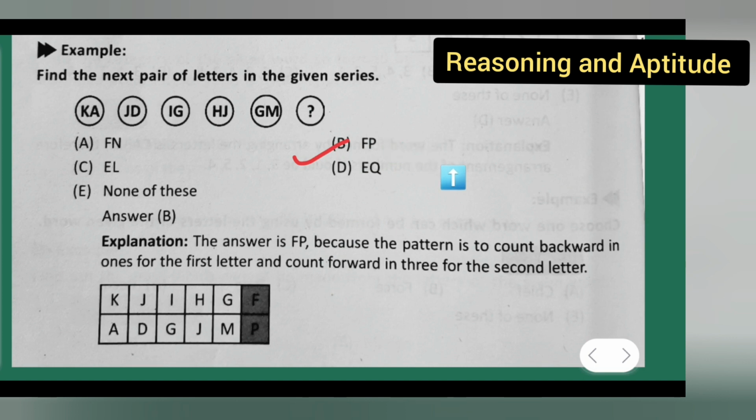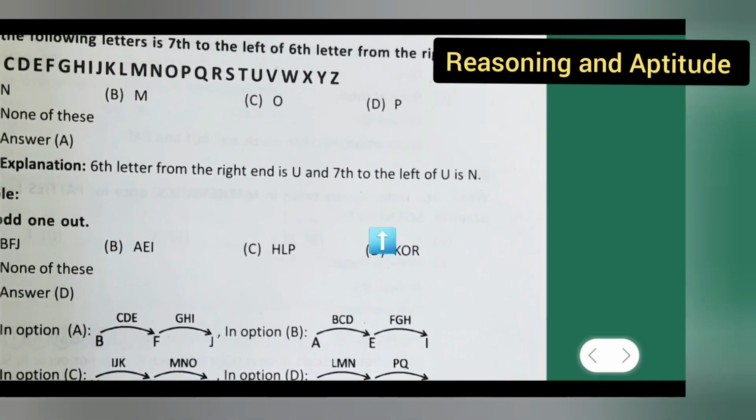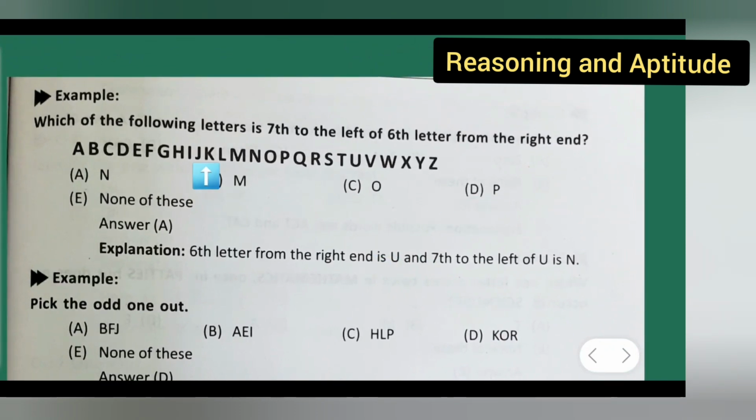I hope you all are understanding this concept. Next example, let us see. Which one of the following letters is 7th to the left of the 6th letter from the right end? So here the letters are given like A, B, C, D, E, F, G, H, I, J, K. All these letters are given, and you have to see which of the following letters.